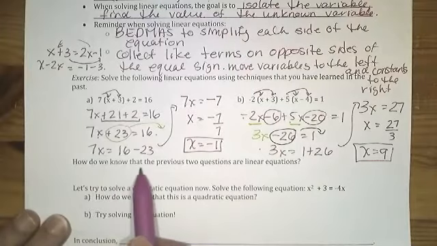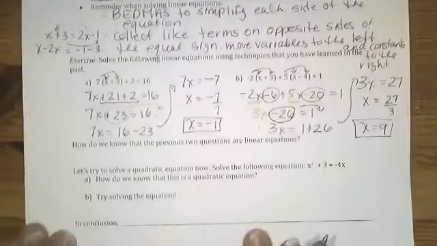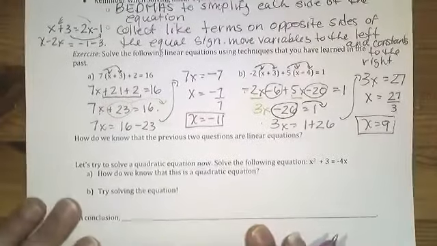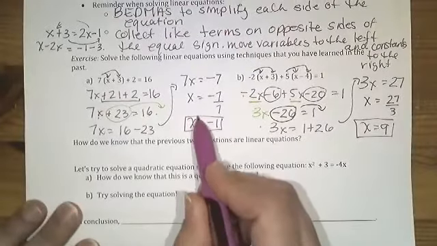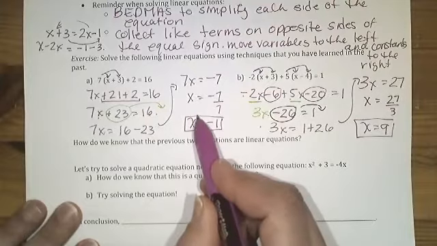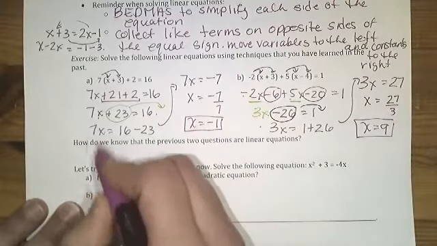How do we know that the previous two questions are linear? So remember, how do we define they're linear? We know that we are able to isolate for the variable.